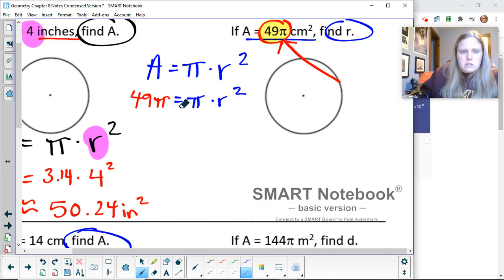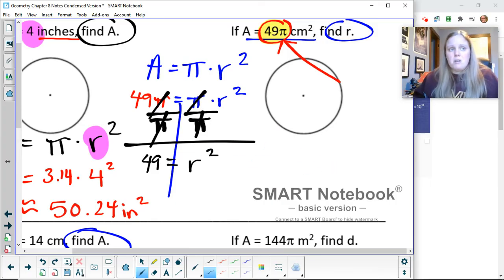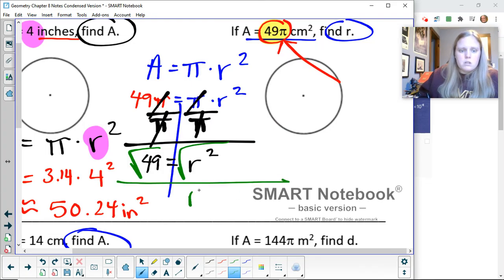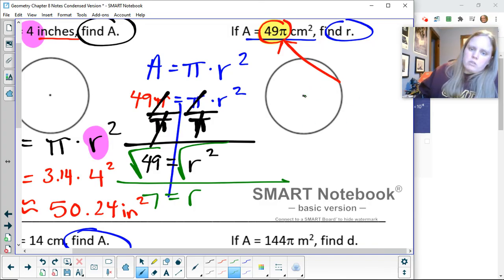Okay, now because R is missing, we have to do a T-chart. But what's nice about having that pi there is I have pi's on both sides. Those will cancel out because technically I would divide both sides by pi and bam, they're gone. So now we're left with 49 equals R squared. You might think, I know what number that is because 7 times 7 is 49. To get that on the calculator, you would do the square root. And technically, yes, -7 is also an answer, but you can't have a negative length for a radius. That doesn't make any sense. So this would be 7 centimeters.